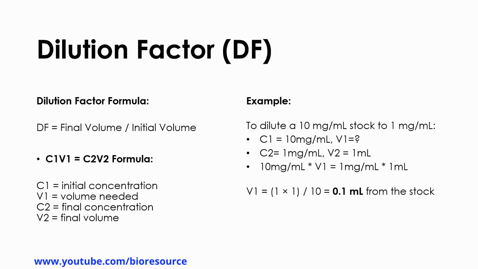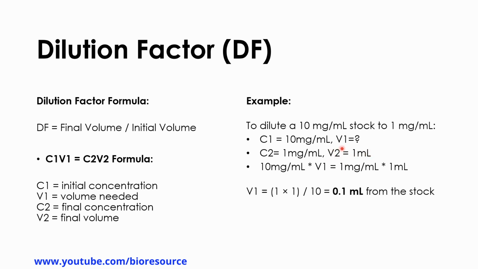So here we can see one example. If you want to dilute a 10 mg per ml stock to 1 mg per ml to a final volume of 1 ml, your initial concentration, that is C1, is 10 mg per ml. V1, we don't know how much of that stock to be taken, and C2 is the final concentration required, which is 1 mg per ml, and V2 is 1 ml, the final volume required.